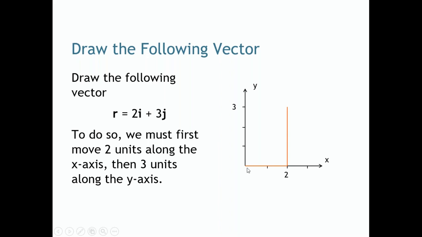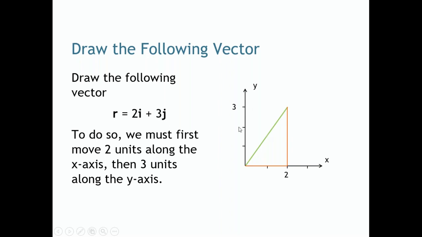To do this, we must first move 2 units along the x-axis. Normally I'll say, okay, choose a scale. We'll move 2 units: this is 1, 2, 3. And along the y-axis, we also take a scale 1, 2, 3. Now since we are given r equals 2i plus 3j, this is 1, this is 2, we have our 2 here, and 3 units along the y-axis, that is 3j.